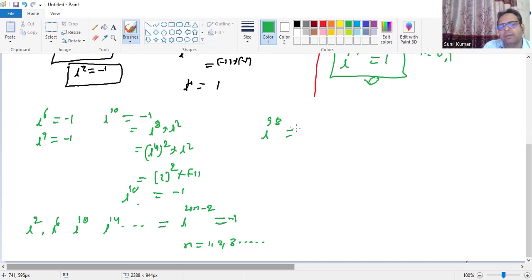Right? So we know that if you divide 98 by 4, not going to divide exactly, but we can write this as 96 in i power. 96 is divisible by 4. We can divide 96 by 4, we will get 24. So we can write i to the power 4 power 24, that is 96. Let me correct this one.